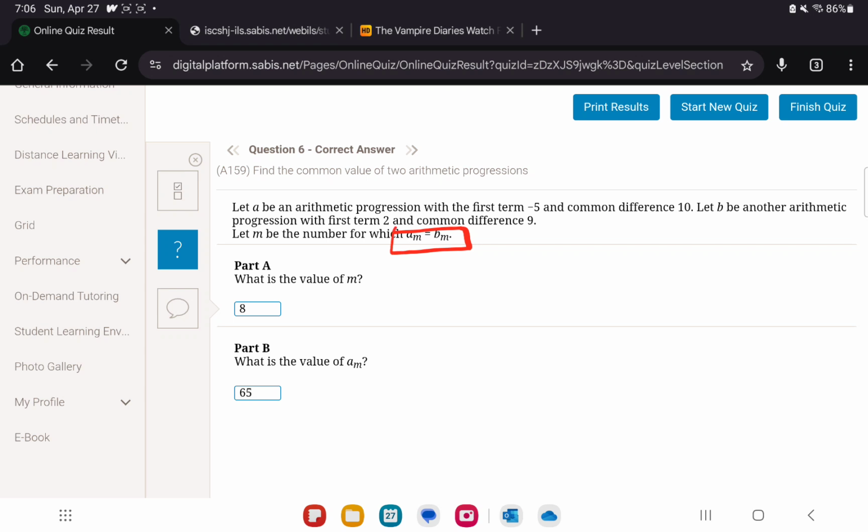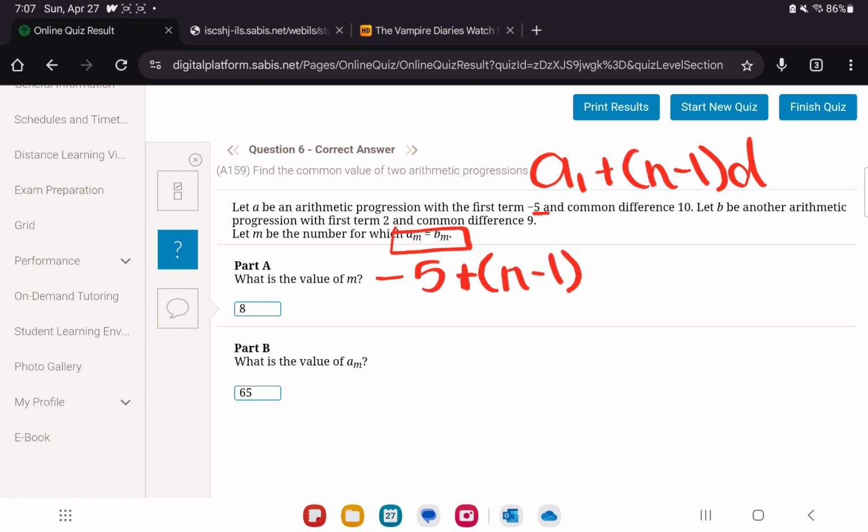So AM, so the first one is A, the rule is, like you know, A1 plus N minus 1 D, okay? So A1 here, they told you it's minus 5, so minus 5 plus N minus 1, we don't know what N is, so we keep it N minus 1, and D is 10. And then BM is the first number is 2, so 2 plus n minus 1, 9, not D, 9.